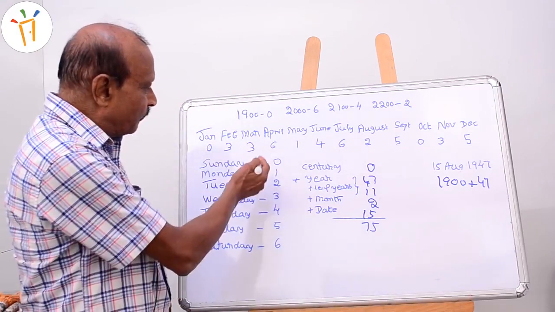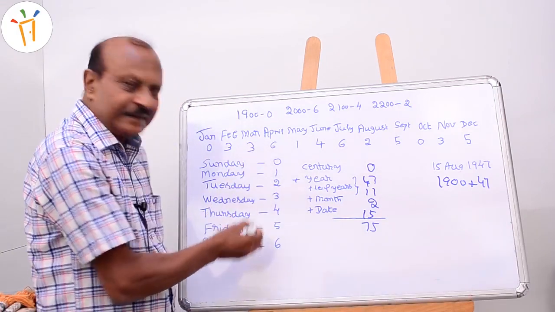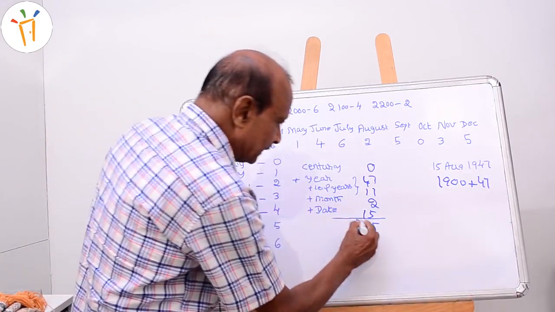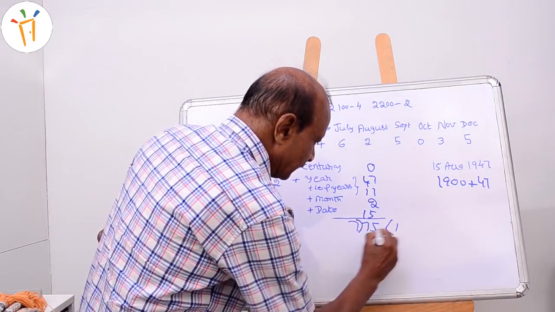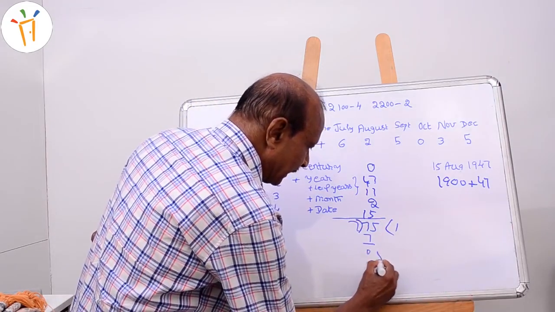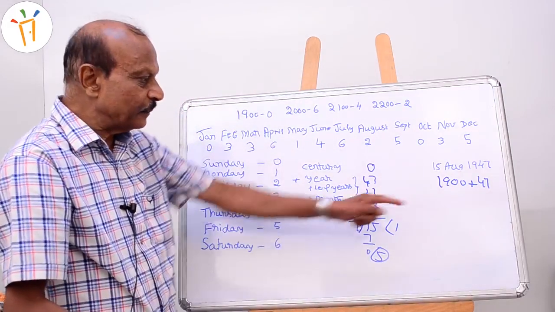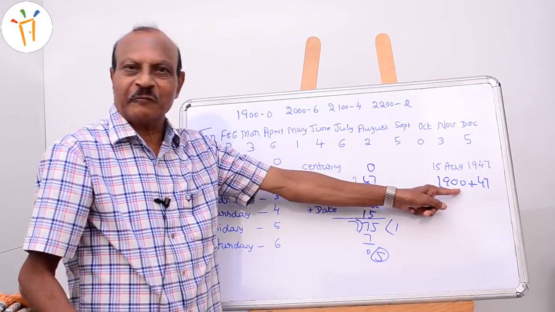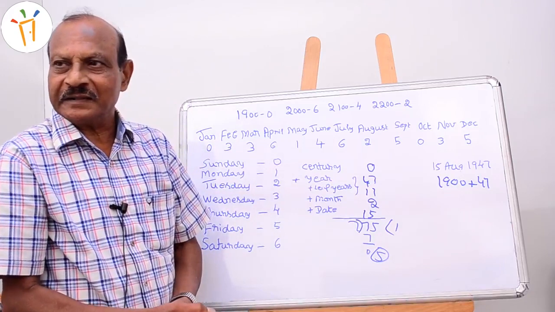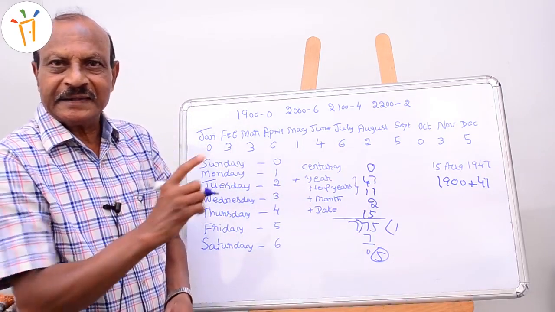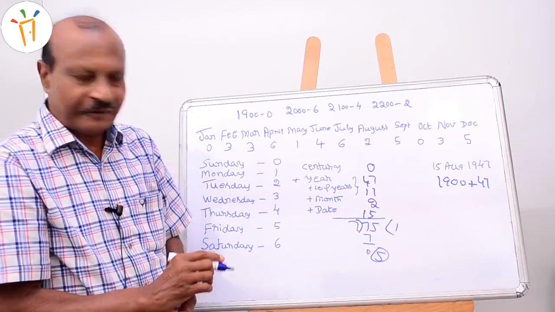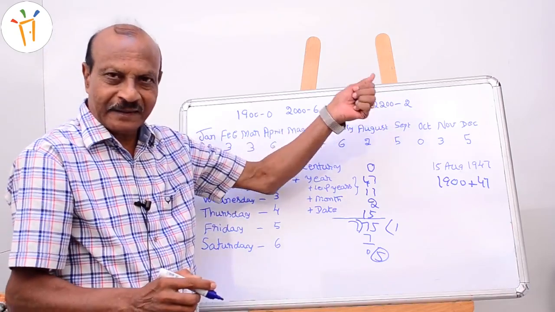For the week we have 7 days, so divide it by 7. 7 ones are 7, 0. The remainder is 5. What is 5 here? It is Friday. So our Independence Day, 15th August 1947, is a Friday. This is how we have to calculate the day of the week for this 400 years.